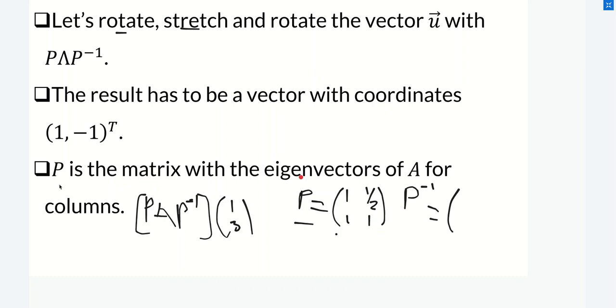Here you find the determinant first. The determinant for this is going to give you 1 over 2, because if you multiply and subtract, you still get 1 over 2. So 1 all divided by 1 over 2. Then we maintain 1, 1, and negate this, giving negative 1 over 2.